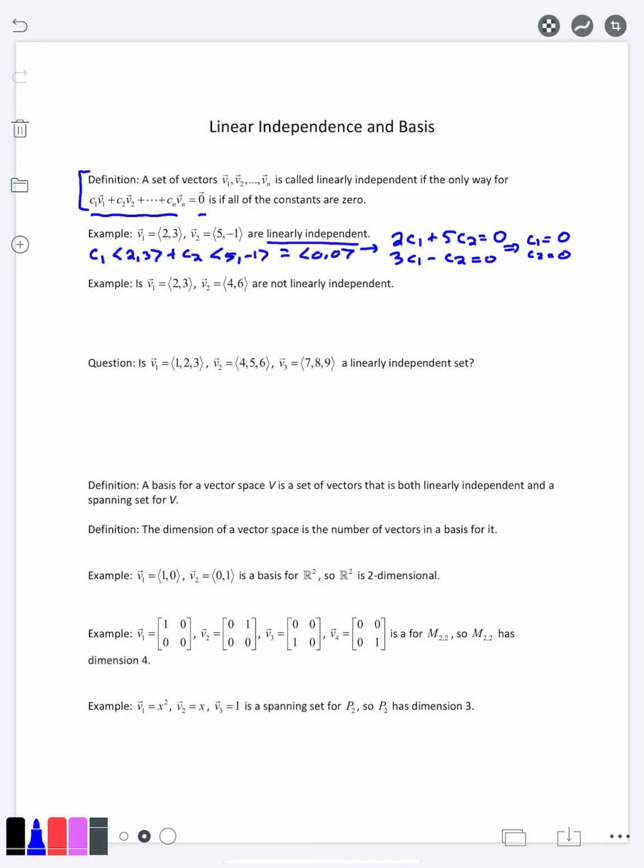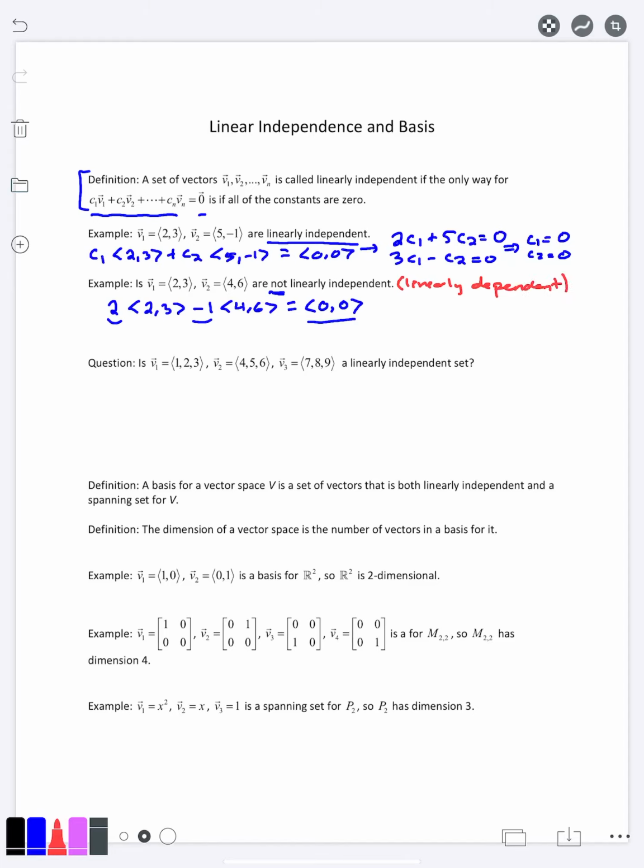These next two vectors, 2, 3, and 4, 6, they are not linearly independent. We can see that by saying 2 times the first vector minus 1 times the second vector gives you, in fact, 0, 0. Therefore, the combination where my coefficients are 2 and negative 1, which are not just 0, gives me the output 0, 0 here. That means that they are not independent. Again, we also call that linearly dependent.